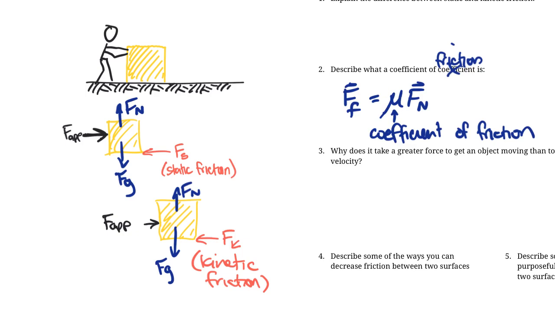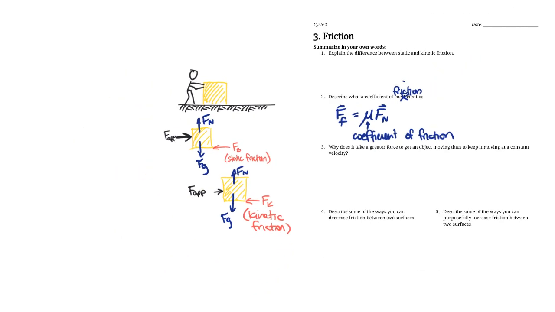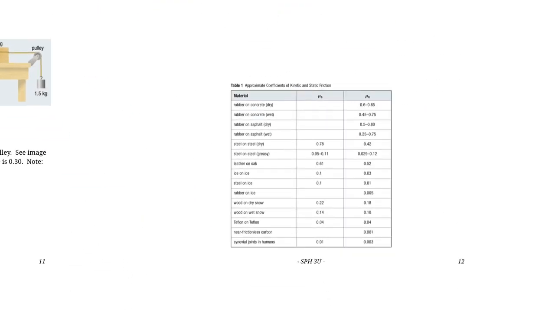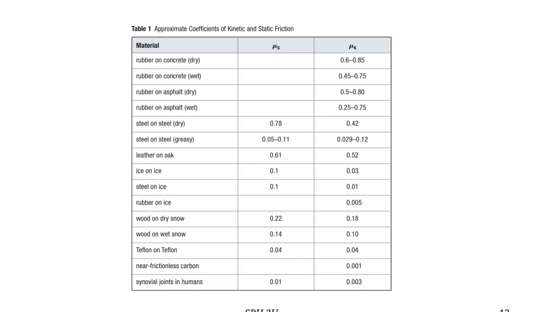You can think of it almost as a percentage. So, for example, if the coefficient of friction is 50%, that means the friction force is going to be 50% of the normal force. Or if it was 75%, the friction force is just going to be 75% of the normal force. This coefficient of friction depends on the material you're dealing with. So if you go to the back of this package that you have, it lists a bunch of coefficients of friction. Notice also there is a separate coefficient for static friction and kinetic friction.